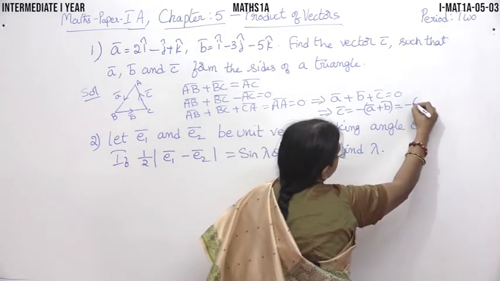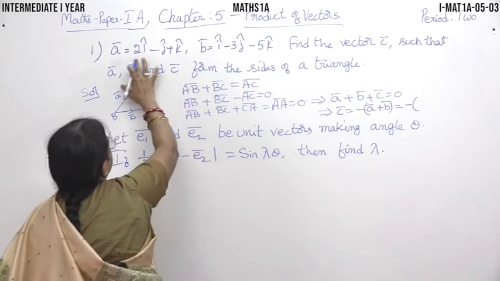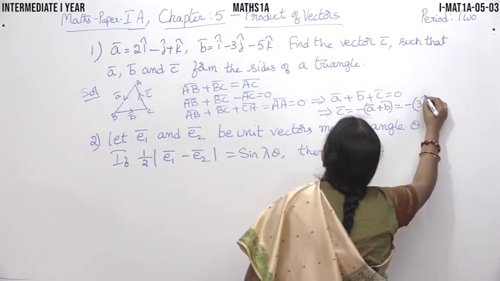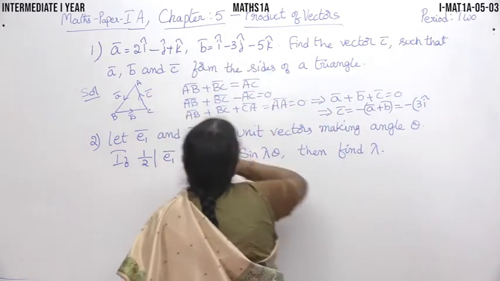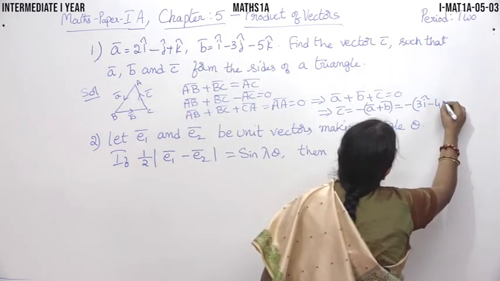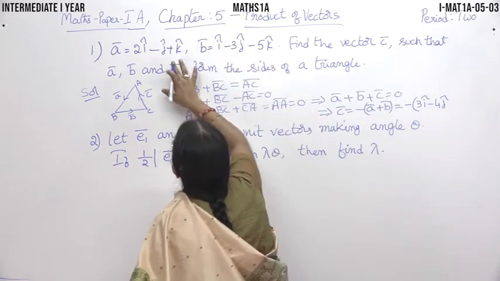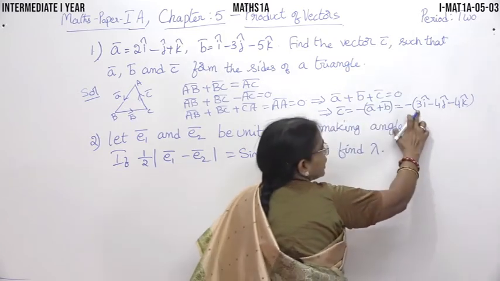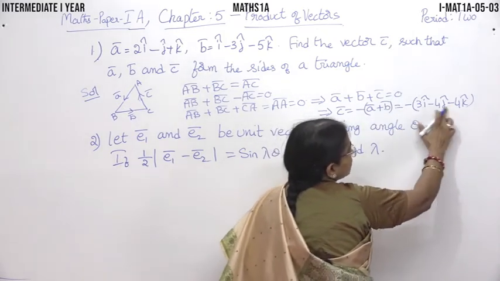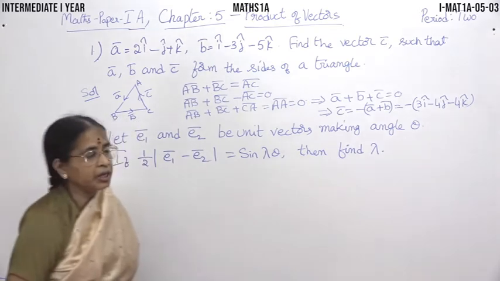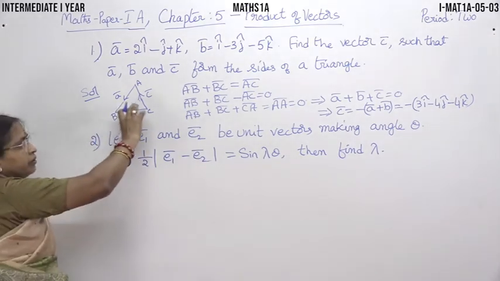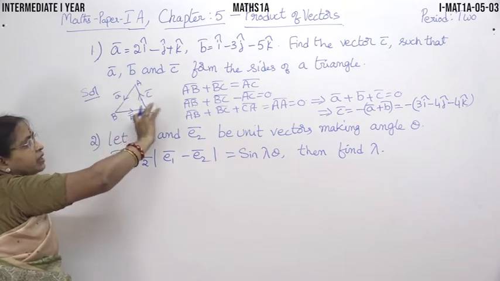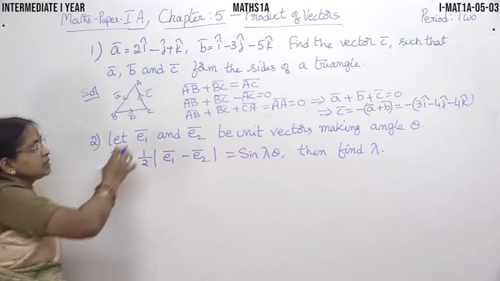So it is minus of, add these two vectors. So when you add, it becomes 3i and then minus 4j and then minus 4k. So minus of that, that is minus 3i plus 4j plus 4k. So like that also you can write. So to find the vector C such that A, B, C form the sides of a triangle, this is the procedure.